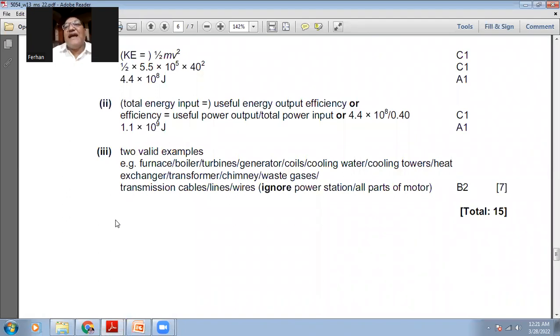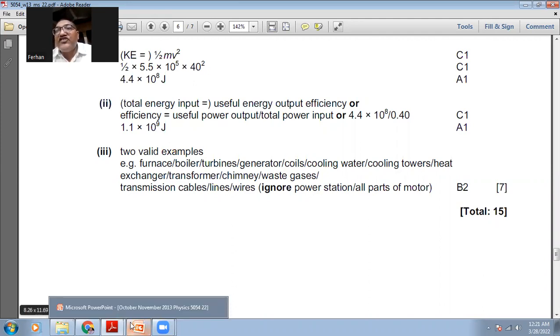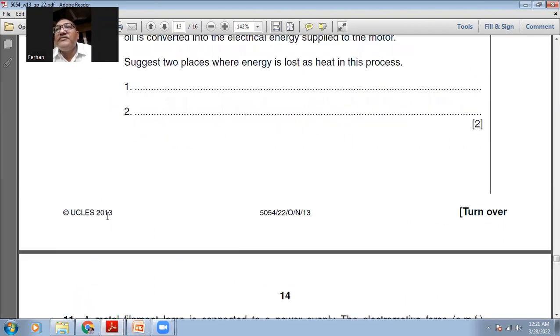Two valid examples, for example: furnace, boiler, turbine, generators, coils, cooling water, cooling towers, heat exchanger, transformer, chimney, waste gases, transmission cables and lines, and for example, wires. Yes, when the current is flowing through the wires, they have some resistance and some electric energy will be converted into heat. So ignore power station, all the parts of the motor. Okay, so let's go to the next question.